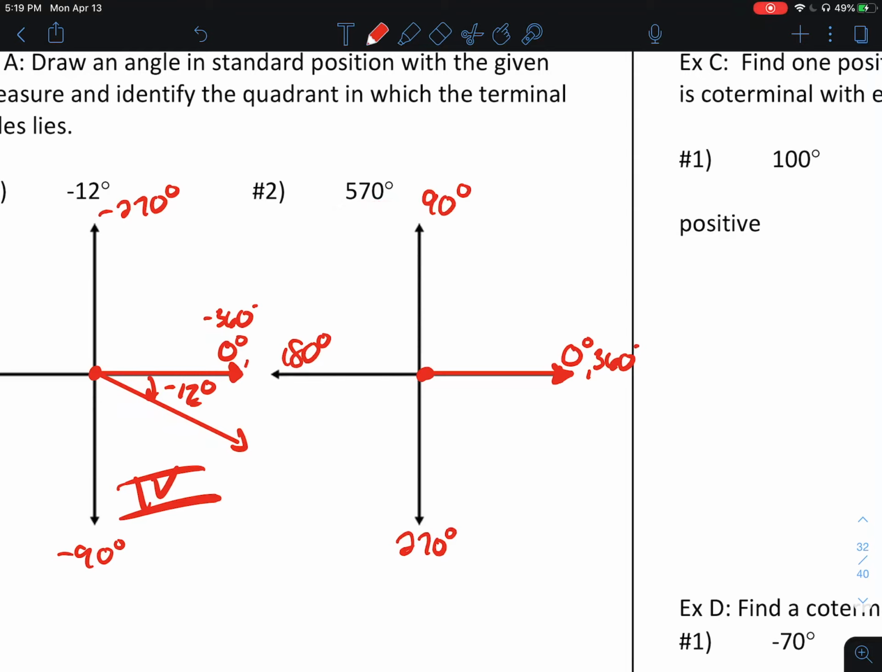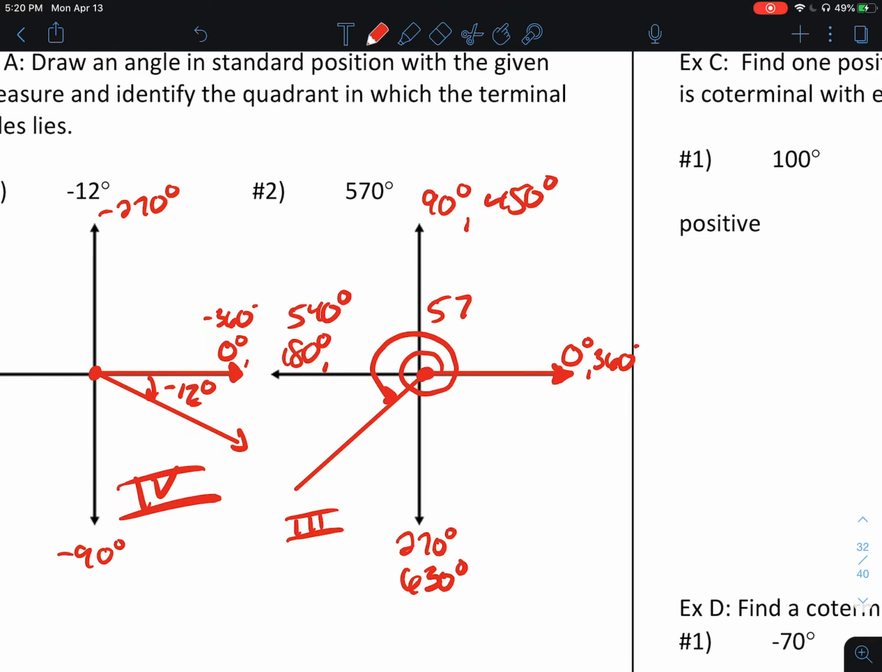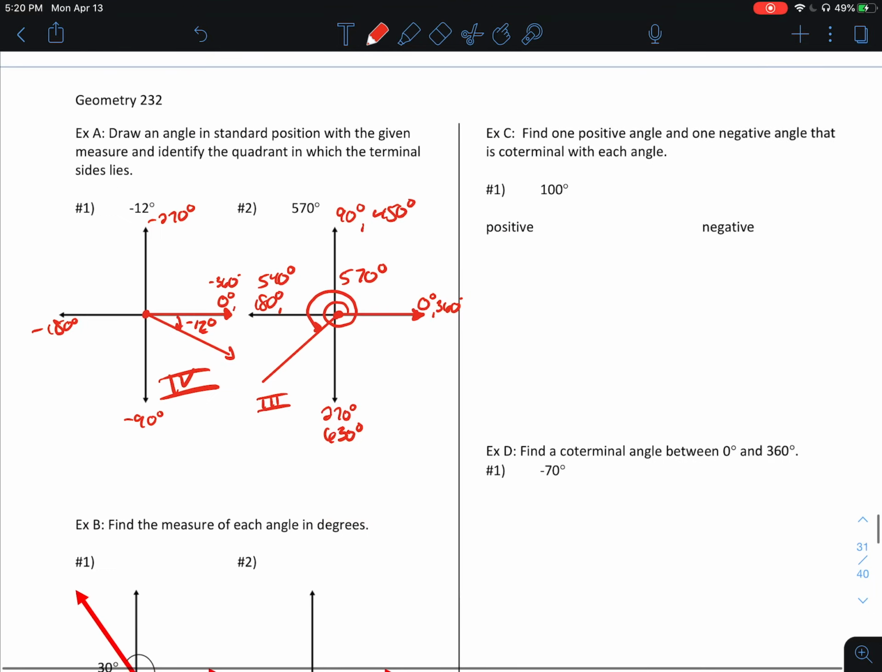So if I had 90 more, 360 and 90 more is 450, plus 90 more is 540, plus 90 more is 630. 570 falls between 540 and 630. So I make a complete revolution, and then I'm going to go a little bit more till I get in quadrant 3. And that is my 570 degrees.